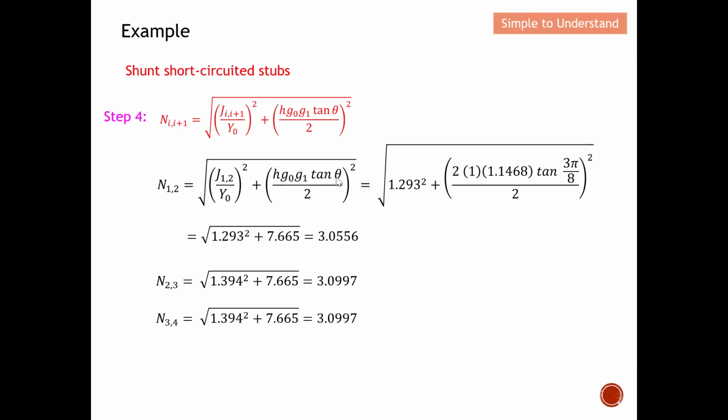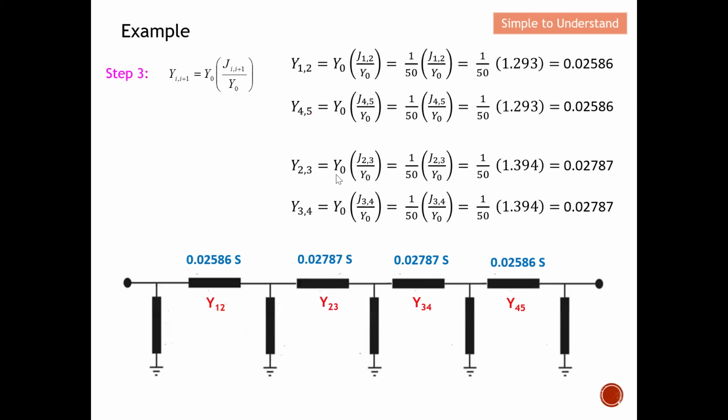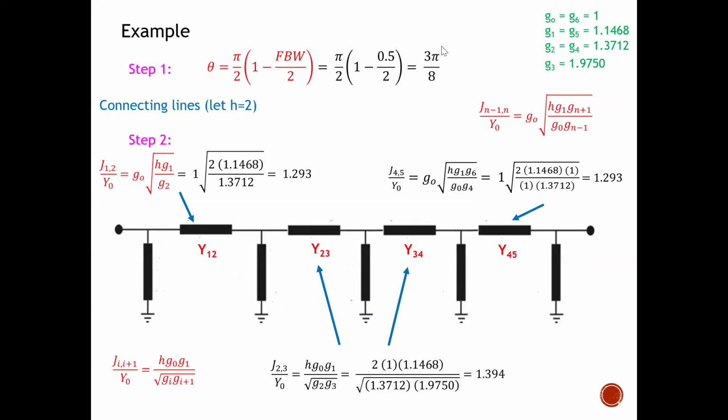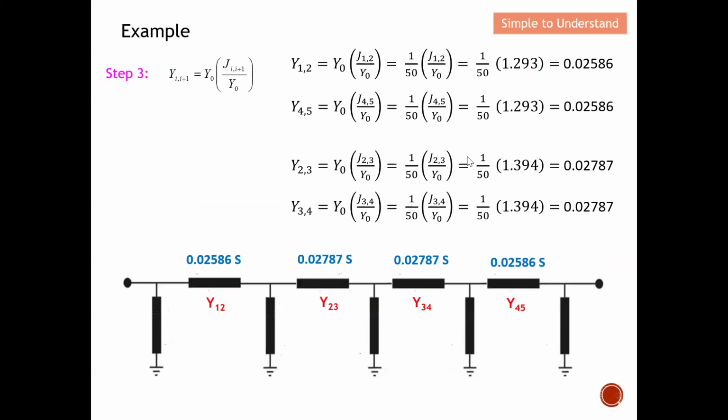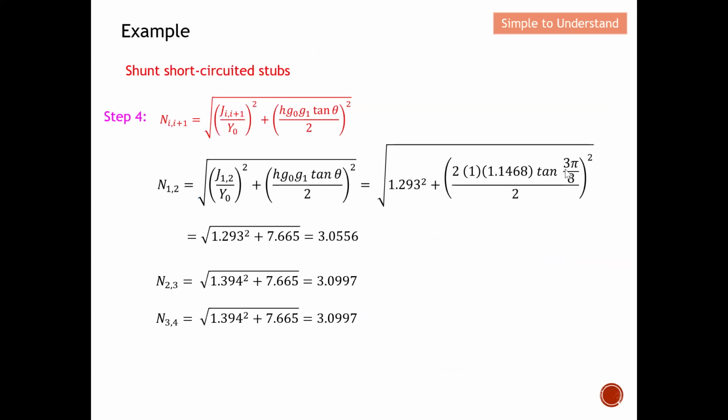So this is the data that I calculated early on in step number 1. Make sure you set your calculator to radian mode. Basically this is what I calculated in step number 1. Over here, 3 pi over 8. So therefore I will have this 3 pi over 8 over here. If you punch your calculator, you should be able to get this number. The same goes for N23 and N34.